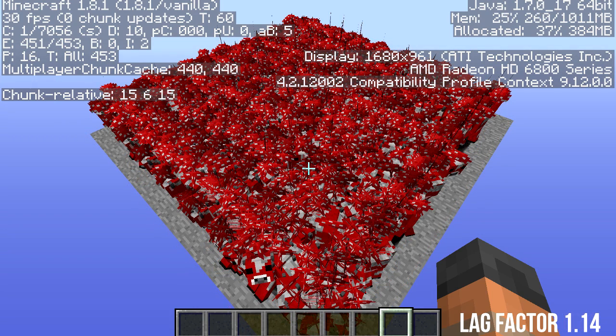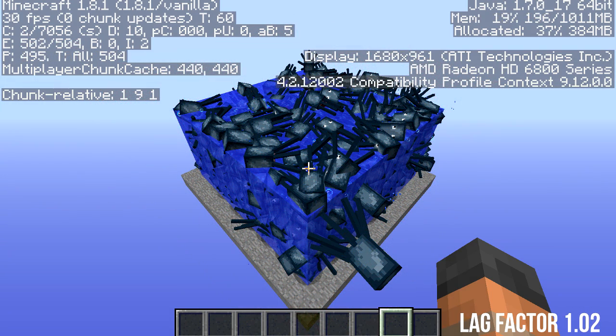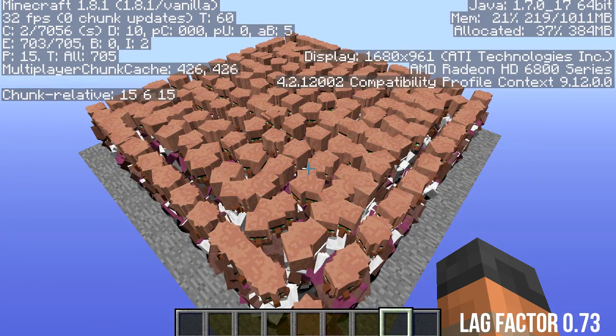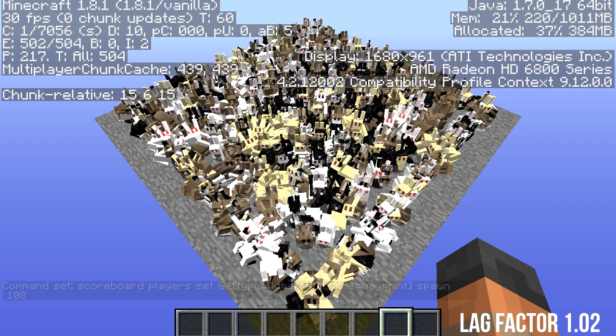It's 450 of these. Remember, these guys have the little mushrooms on their back, or mushrooms as it should be correctly pronounced, so the game has to do a little bit of extra rendering. Then after that we have squids. There's 500 of them right there. We also have villagers. This was around 700. And then it was rabbits with 500.